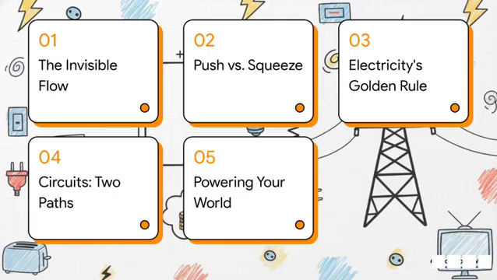All right, here's our game plan. We'll start with the basics. You know, what electricity even is. Then we'll get into the forces that control it. After that, we'll uncover its one golden rule, see the two main ways it's all put together, and then we'll connect everything right back to that bill you get in the mail.